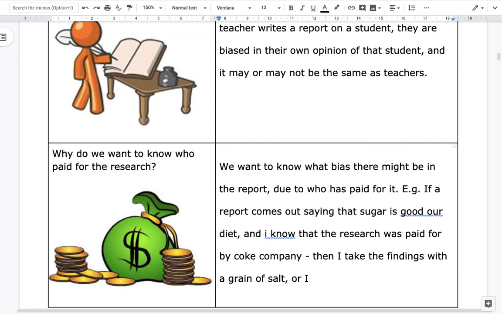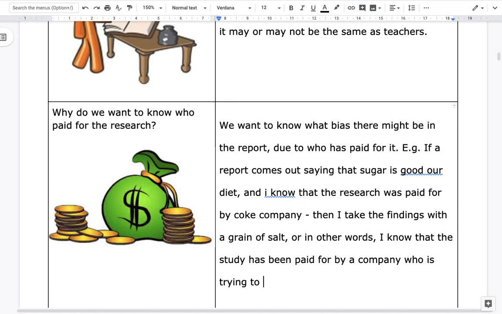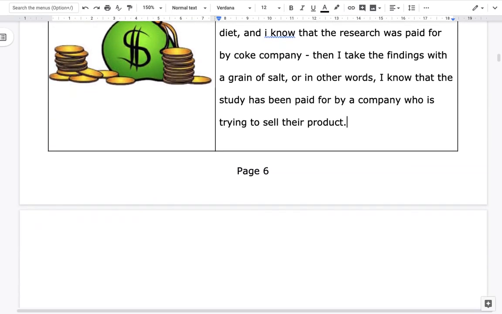In other words, I know that the study has been paid for by a company who is trying to sell their product. Okay, so these are some of the important things that we need to know.